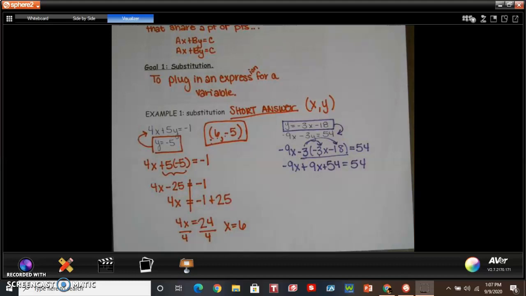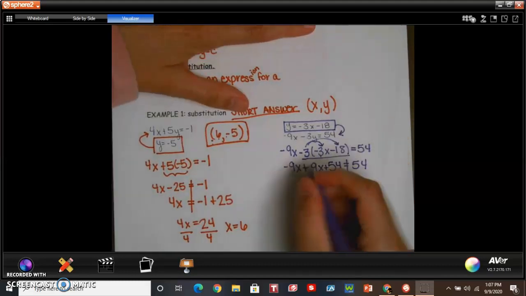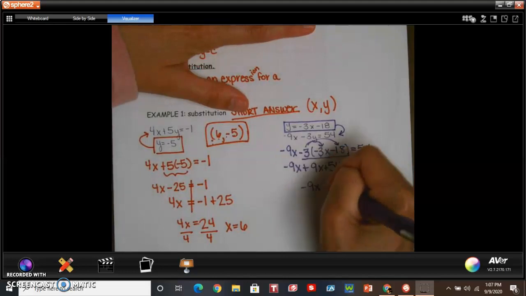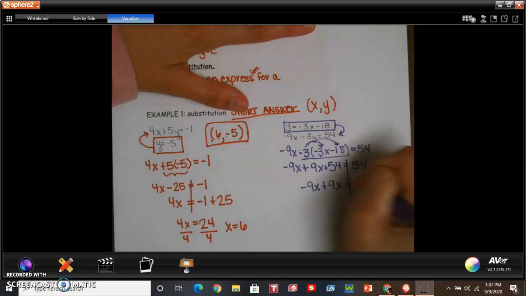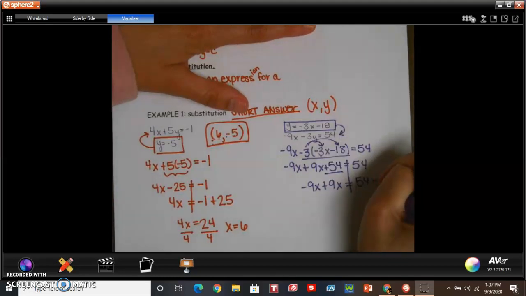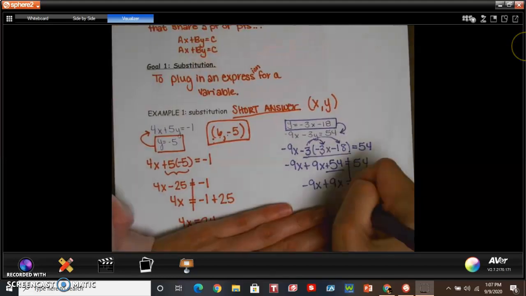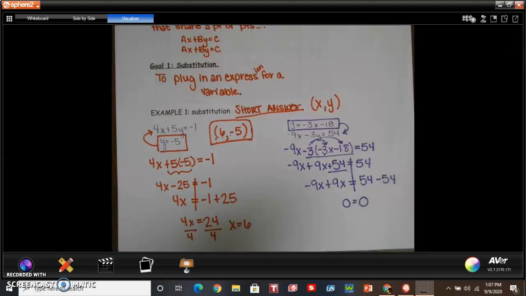Okay, now let's talk about our constants and our variables here. So over here on this side, we have negative 9x plus 9x. Over here we have 54, and we want to move this one over, minus 54. And if you notice, we're going to get 0 equals 0. We don't have a variable for x, so therefore we can't find y. So what is our answer?